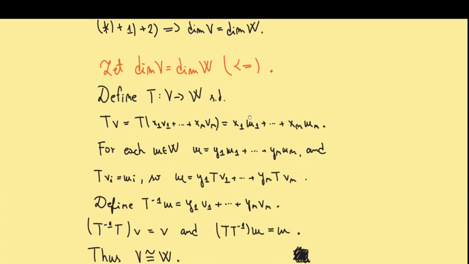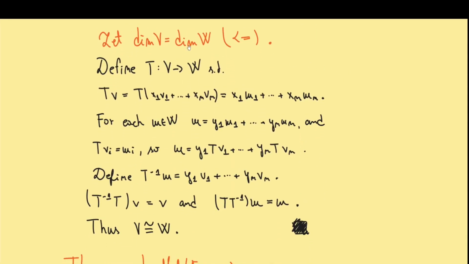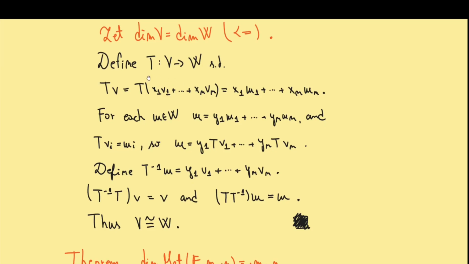Now, going in the opposite direction, let's assume that they have the same dimensions, meaning they have the same number of basis vectors. Whatever two bases we pick, they have the same number of vectors in them. So we can just define some T.